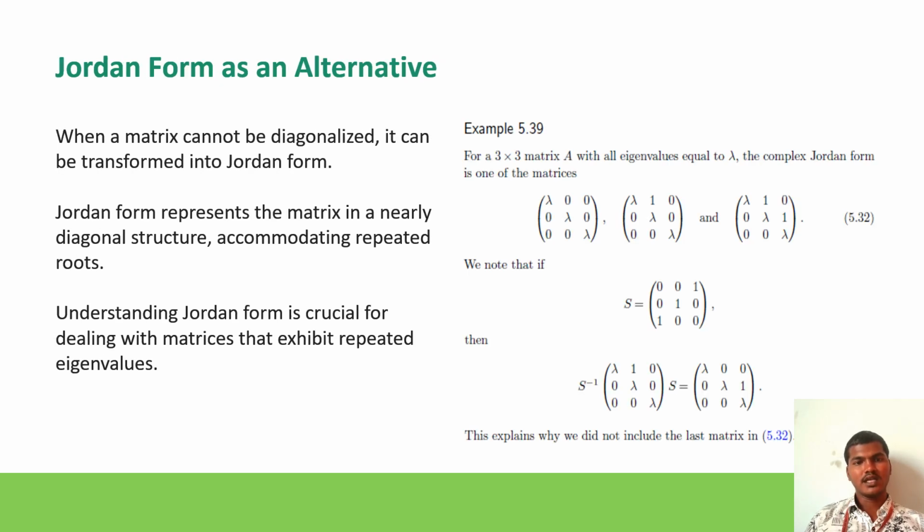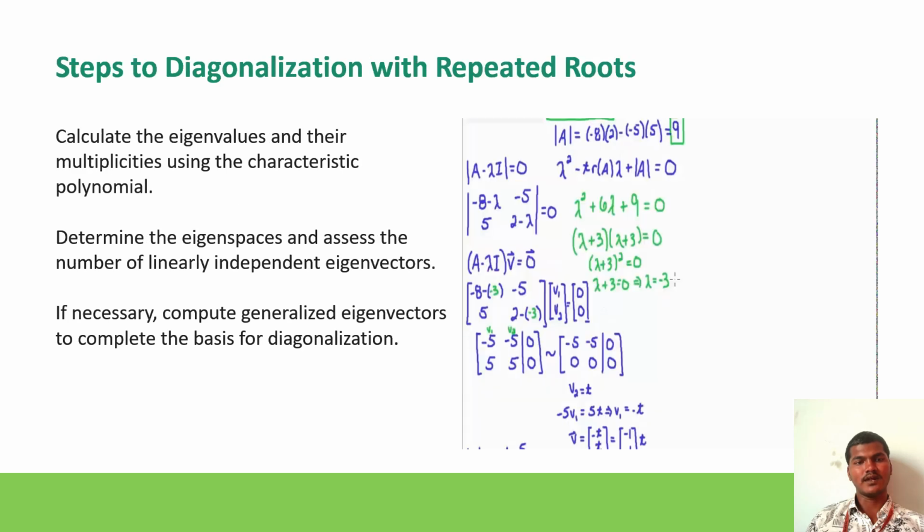Jordan form as an alternative. When a matrix can't be diagonalized, it can be transformed into Jordan form. Jordan form represents the matrix in a nearly diagonal structure, accommodating repeated roots. Understanding Jordan form is crucial for dealing with matrices that exhibit repeated eigenvalues.